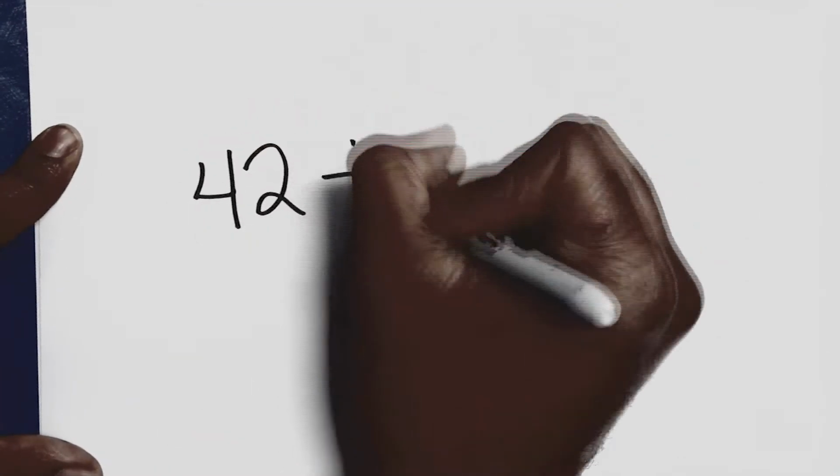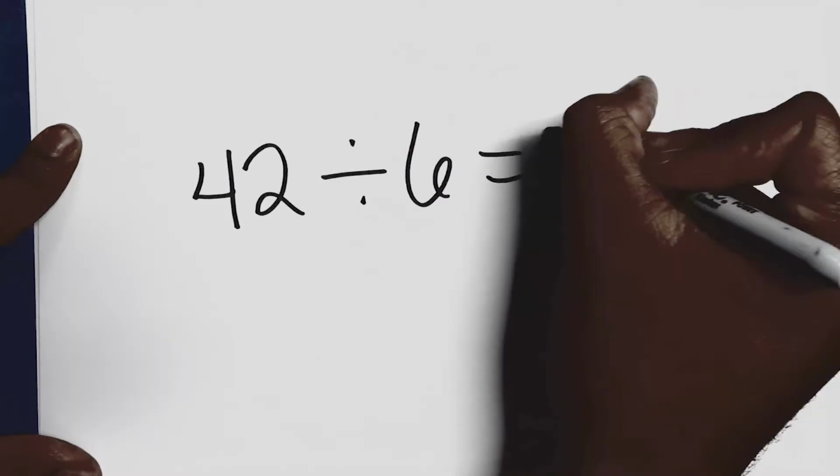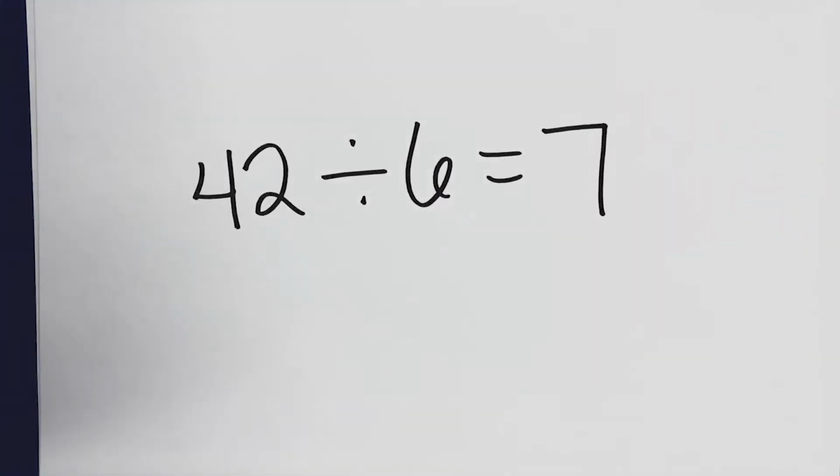All right, students, let's review some vocabulary before we get started. So look at this problem. 42 divided by 6 equals 7. Take a minute to think about what the parts of this division equation are called.